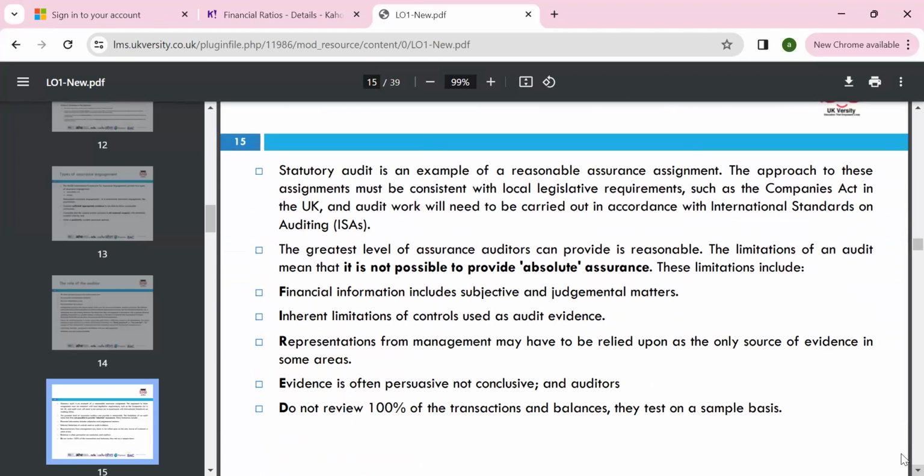So statutory audit is an example of a reasonable assurance engagement, where the approach of the assignment is consistent with local legislative requirements, the Companies Act and international accounting standards. The greatest level of assurance auditors provide is reasonable. The limitation of the audit means it is not possible to provide absolute assurance. Financial information includes subjective and judgmental matters, with inherent limitations in controls, and audit evidence and representations from management may be relied upon as a source of evidence in some areas. The evidence is persuasive, not conclusive, and does not cover 100% of the transactions and balances.